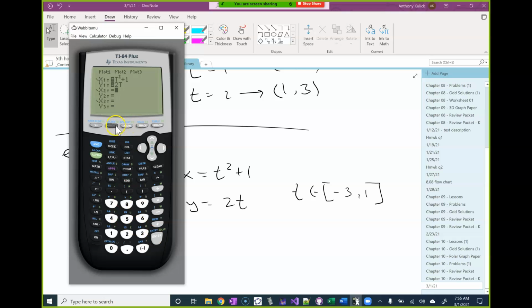Okay. Now I'm going to go to the window here. So the first place in my window is my range for t. The parameter for my interval that's given is -3 to 1. So I'm going to change the t min to -3 and the t max to +1. The t step I'm never going to change. I'm just going to leave it whatever it was on the problem.